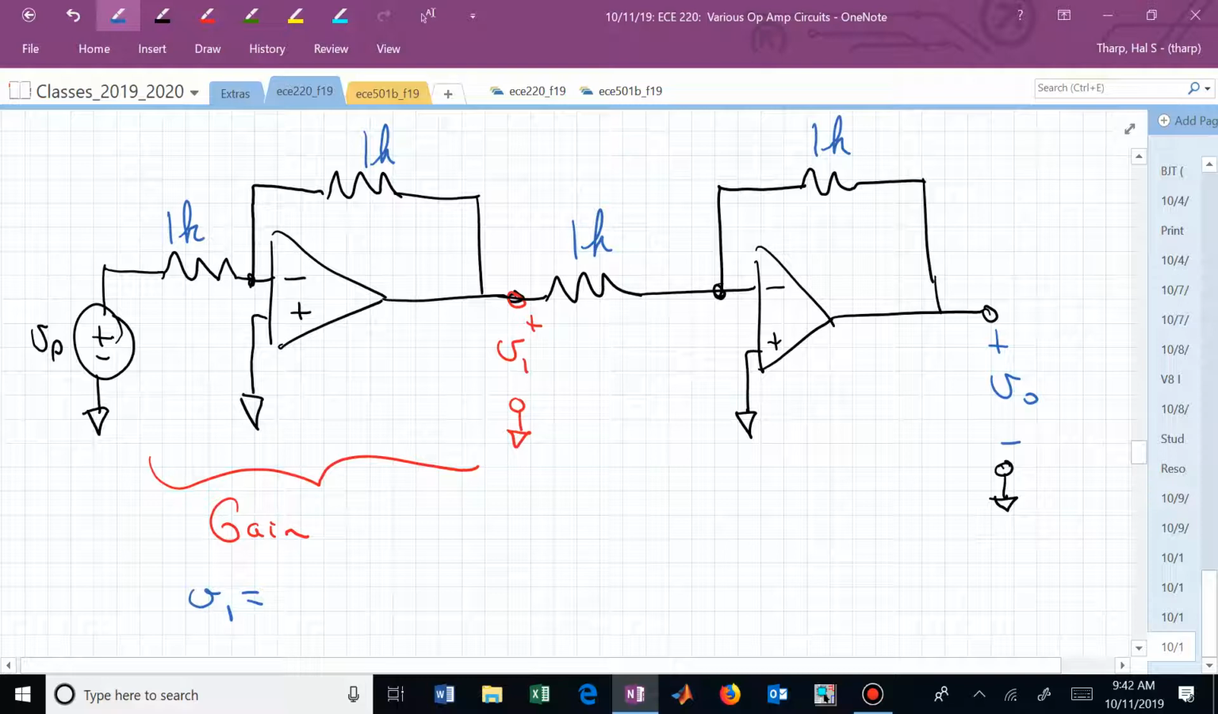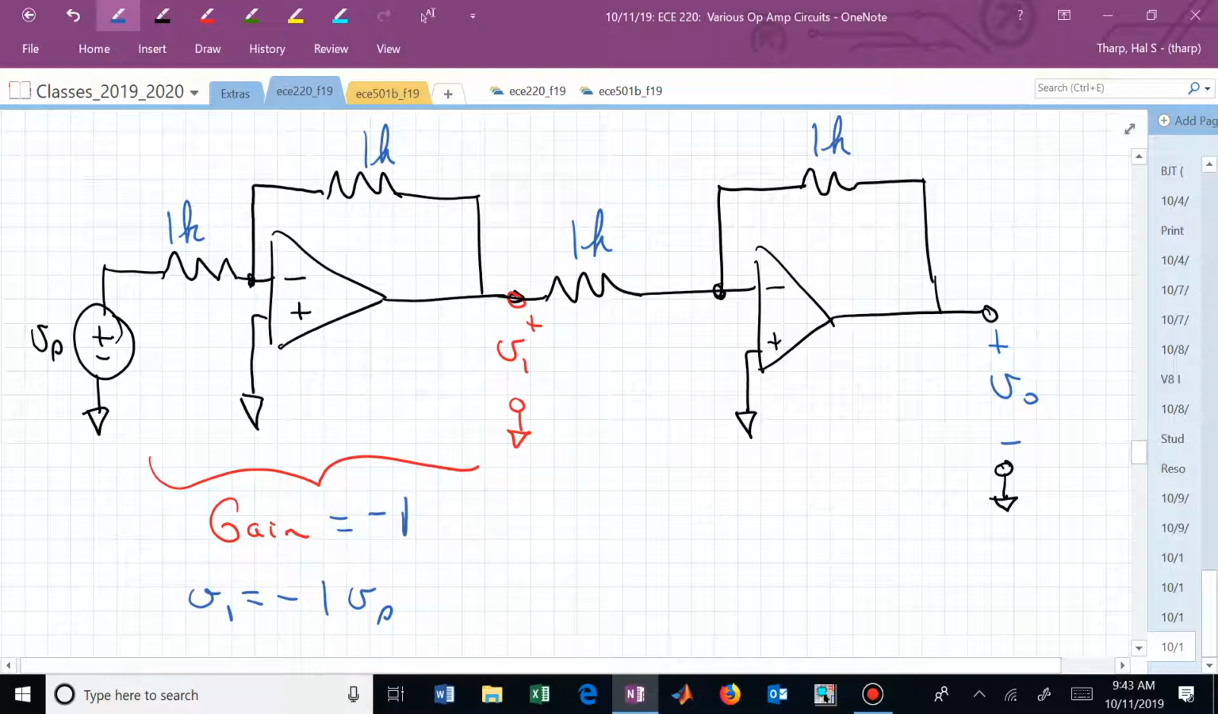Isn't this just the standard inverting op-amp configuration with R sub F being 1K and R sub S being 1K? This is now minus 1 V sub S. So the gain here is minus 1.